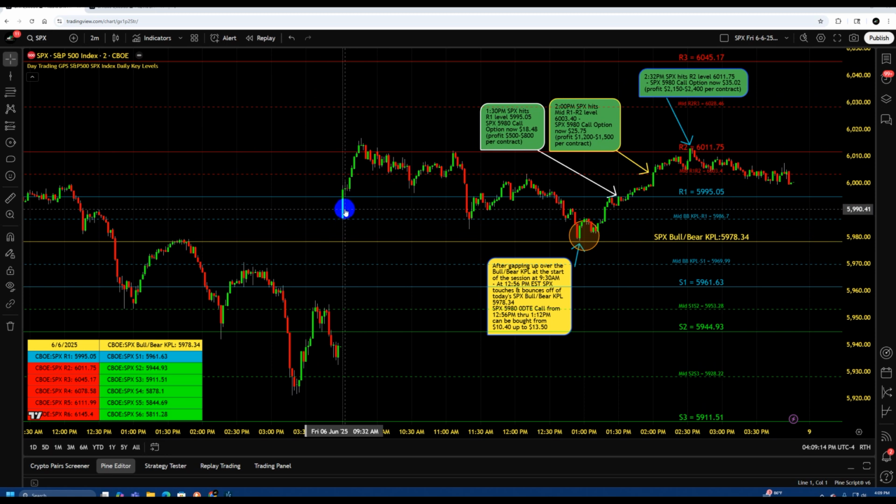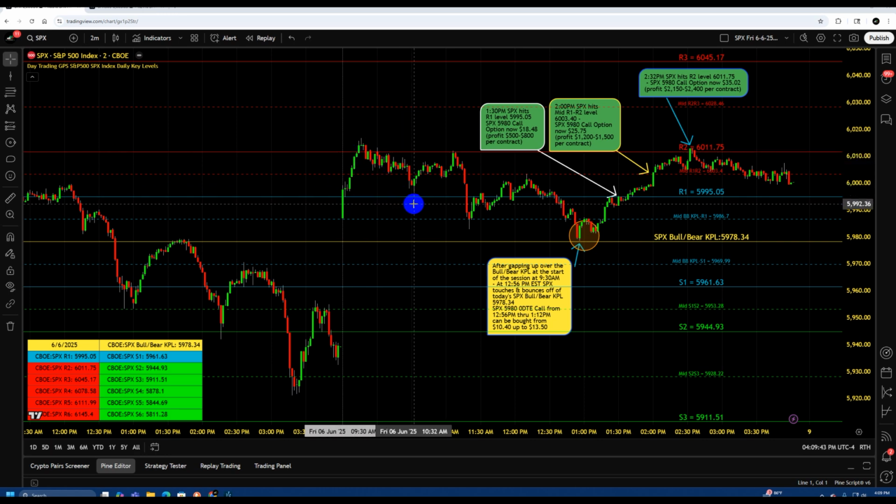If you were so inclined, you could have taken a call option here right off the bat for a play up to the next level. That's not what I would have done in this particular session, just simply because of what was going on in the news this week with Musk and Trump and all the uncertainty that was going on.